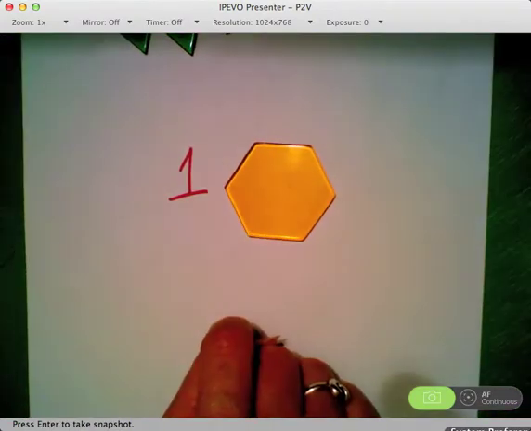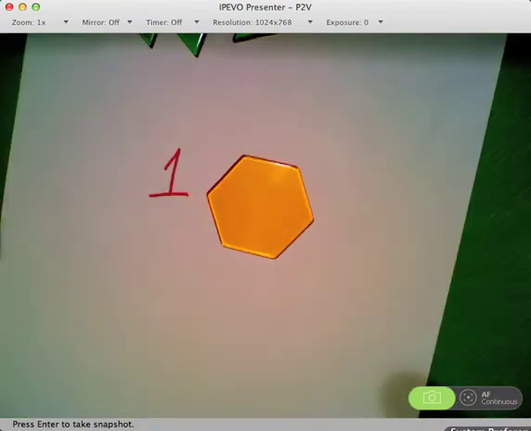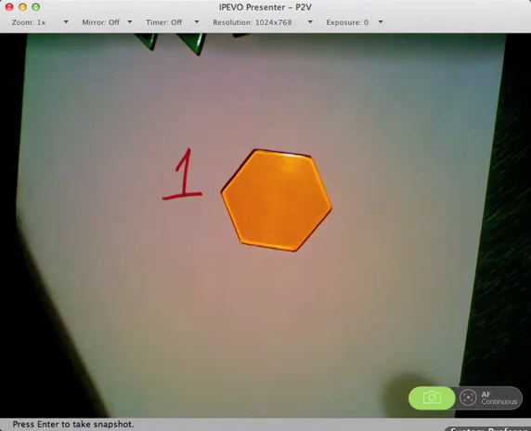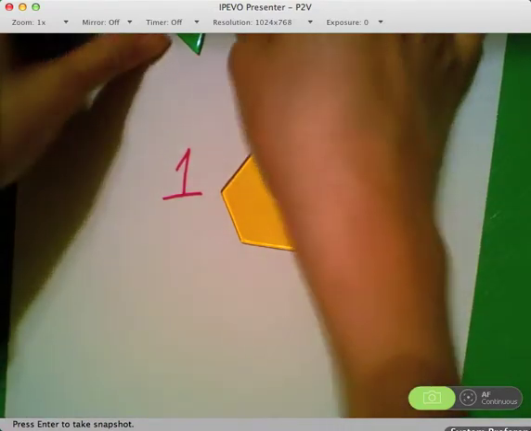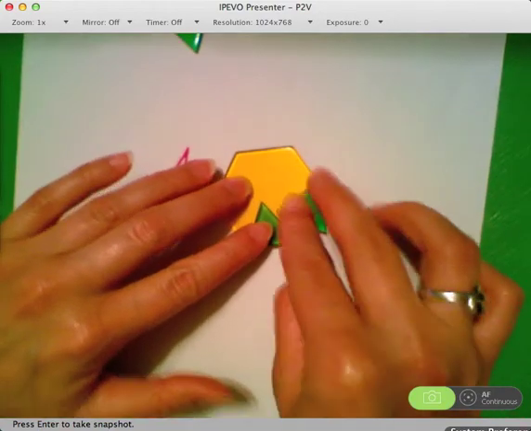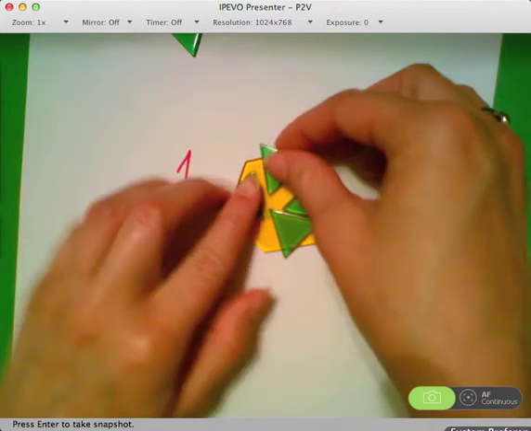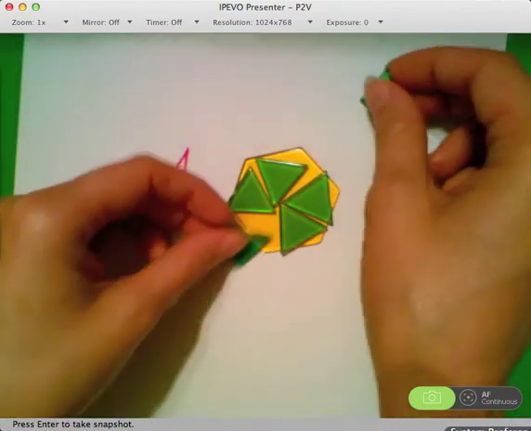Well, what if we divided that hexagon up into equal parts? What would that look like? Let's see. I have these handy little triangles. Let's see if we can make this hexagon separated into equal parts.